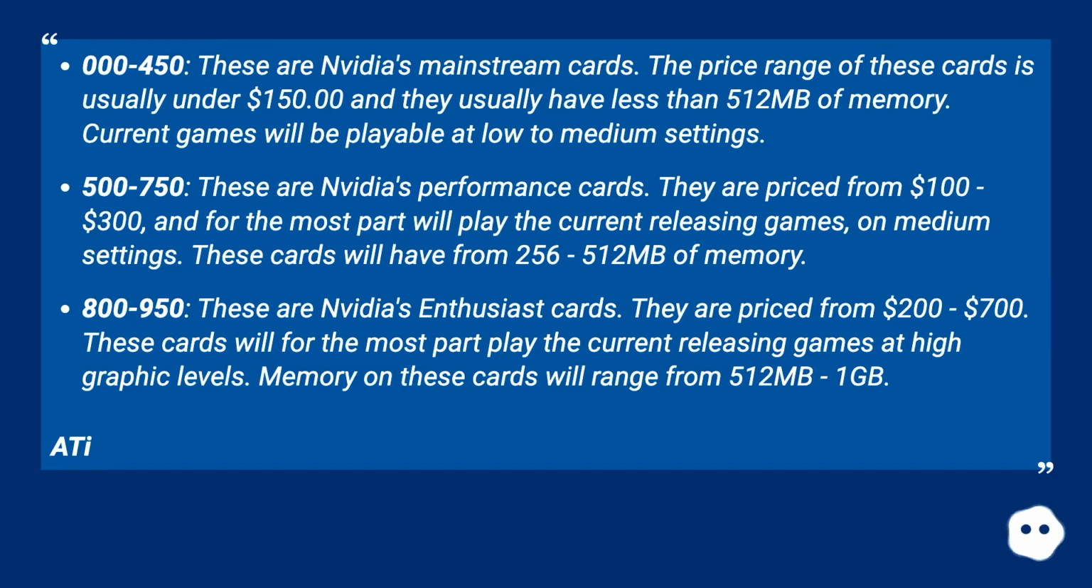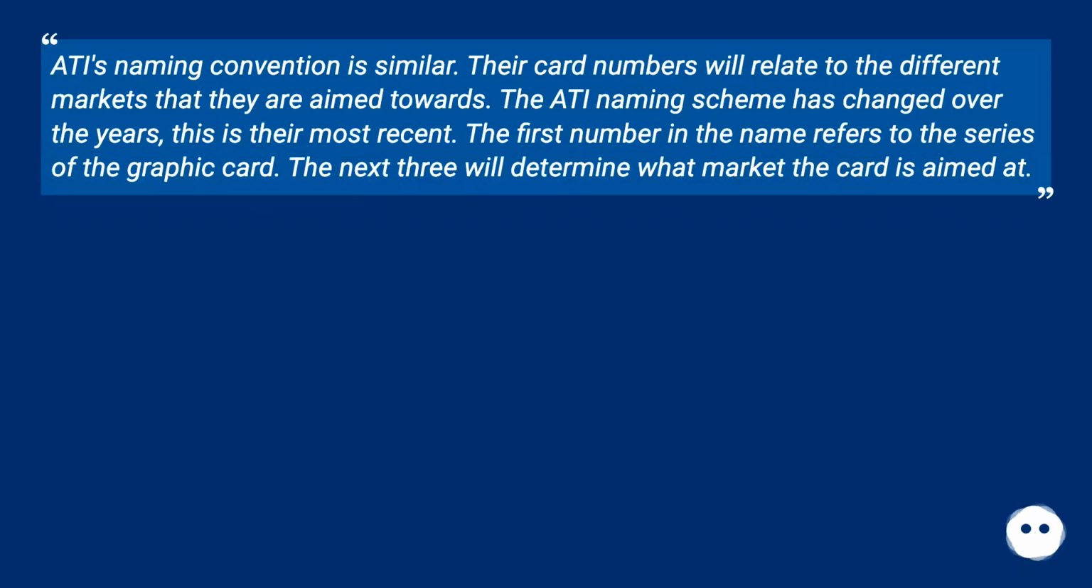ATI. ATI's naming convention is similar. Their card numbers will relate to the different markets that they are aimed towards. The ATI naming scheme has changed over the years. This is their most recent. The first number in the name refers to the series of the graphics card. The next three will determine what market the card is aimed at.